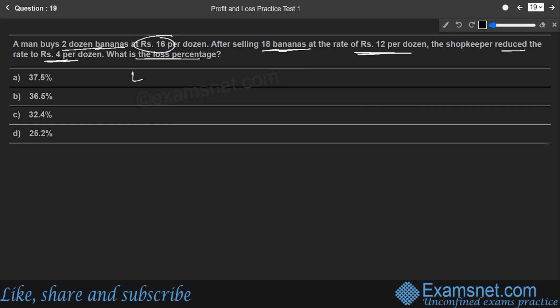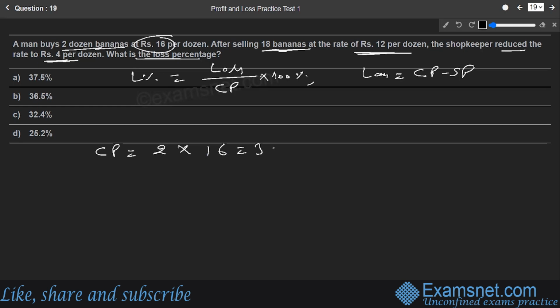Okay, so we need to know the loss percent formula first. That is nothing but loss divided by cost price into 100%, whereas the loss formula is nothing but cost price minus selling price. So we need to know the cost price first. Cost price is how much? How many bananas are bought? 2 dozen bananas are bought at the rate of 16 rupees per dozen. So the total cost price is 32 rupees.